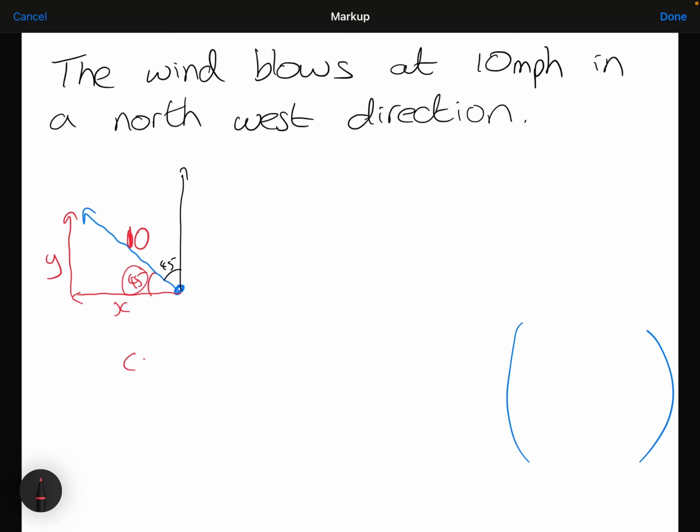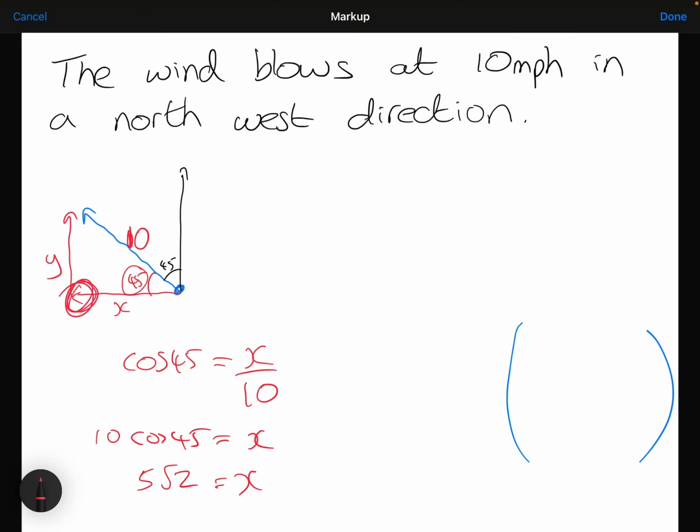So I can say that cos 45 equals x over 10, times both sides by 10. So 10 cos 45 is x. So therefore x is 5 root 2. But that's in the negative direction, so I need this to be a minus 5 root 2.